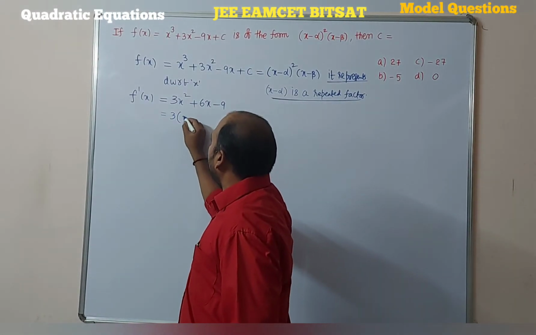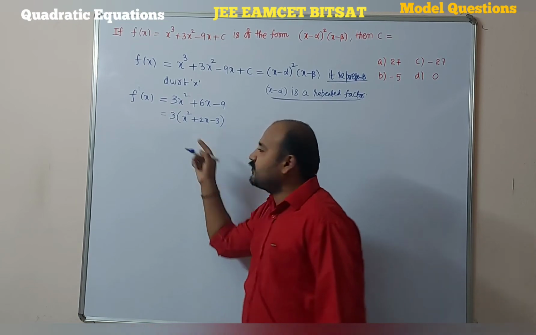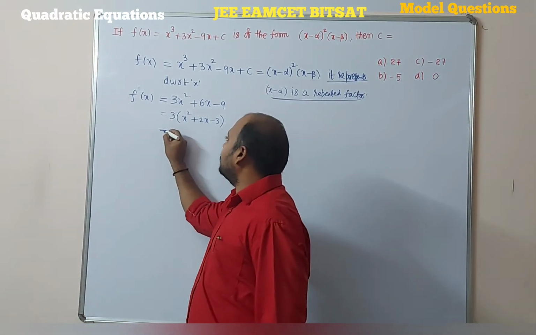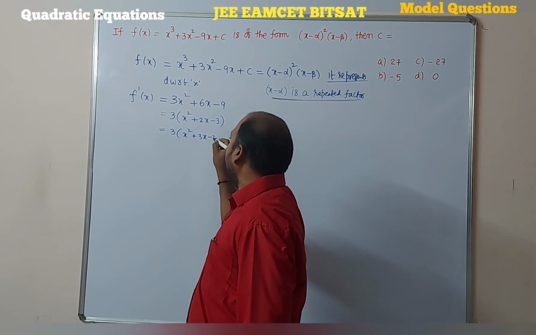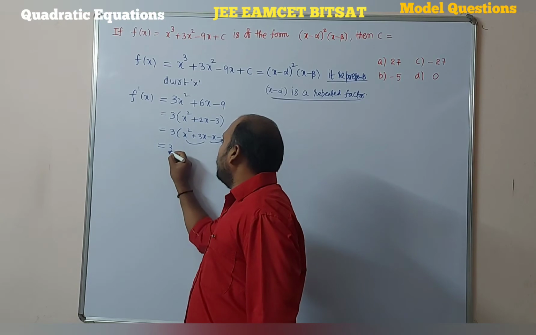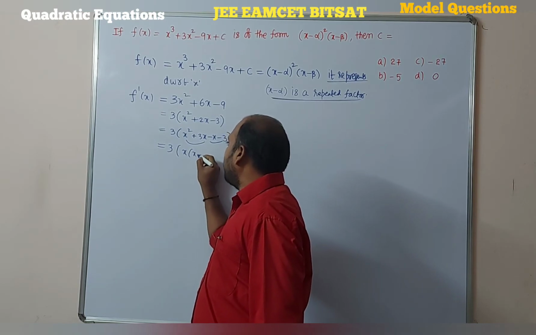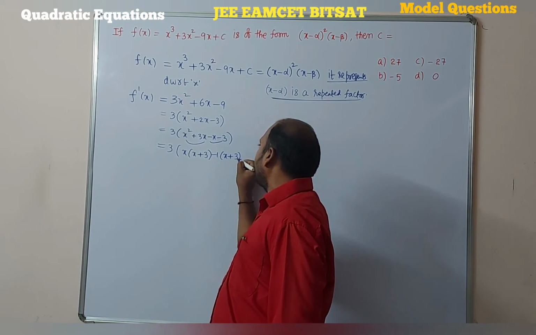Take common throughout this: x² + 2x − 3. Find out the factors for this. So that is equal to 3 times (x² + 3x − x − 3). So 3 into (x + 3) minus 1 into (x + 3).